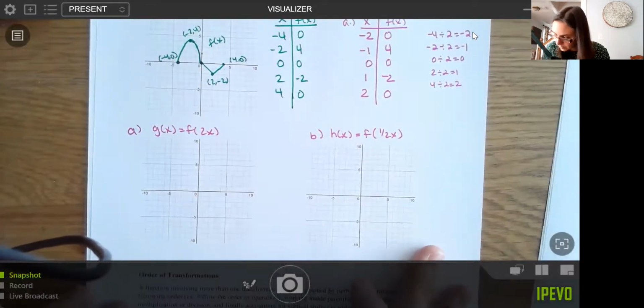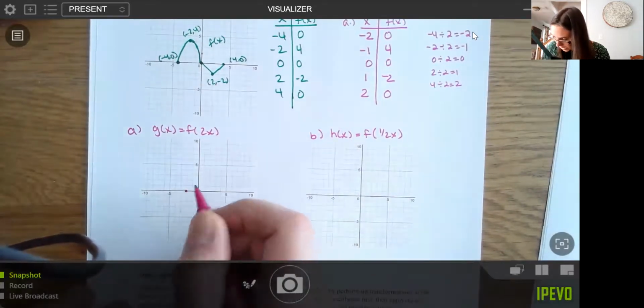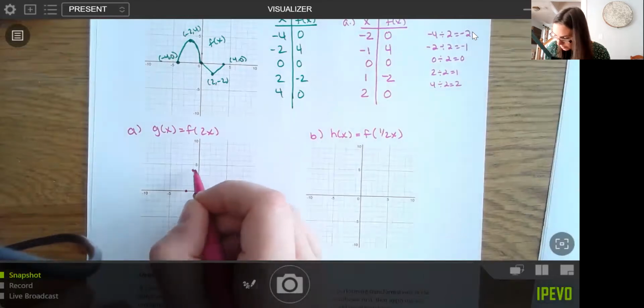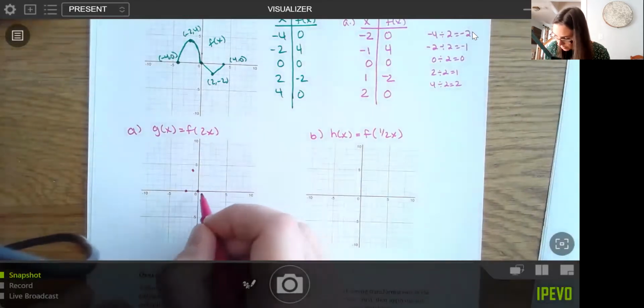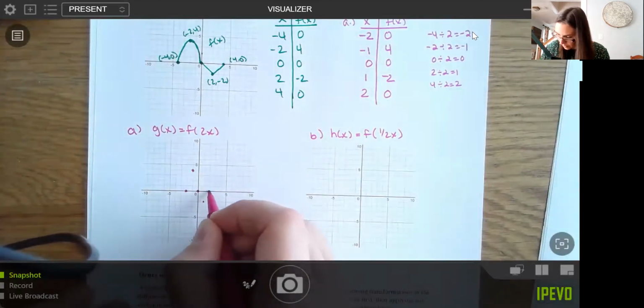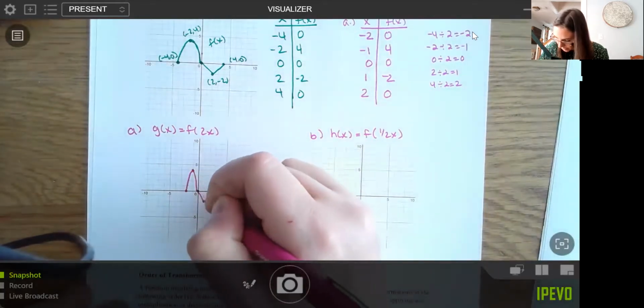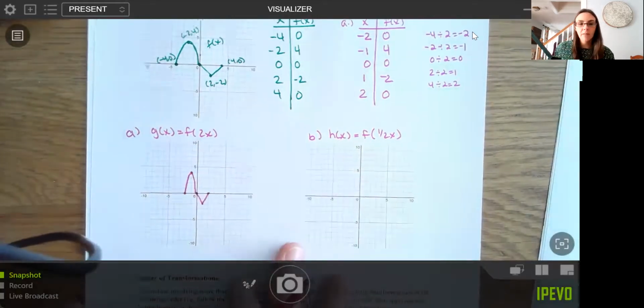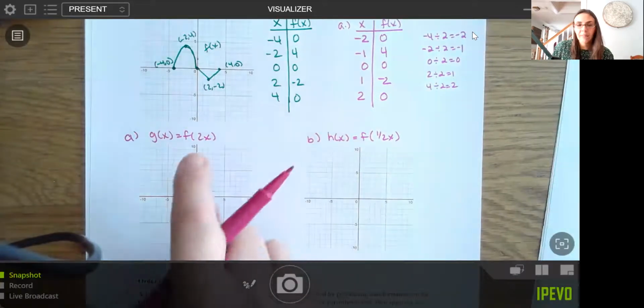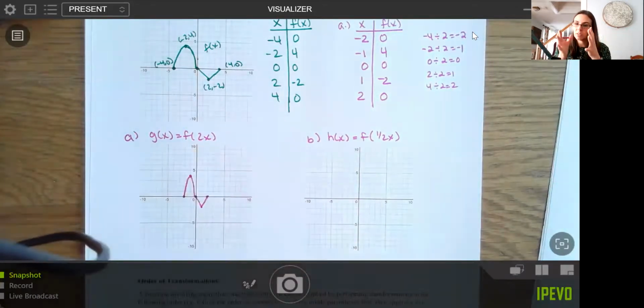All right, so I have -2, 0, -1, 4, 0, 0, 1, -2, and 2, 0. But you have to keep the same shape. So it's going to be a little U on the left and then like a V on the right. So that's my new graph. So you can see that having that 2 is compressing us horizontally. So it's making the graph squish in together.